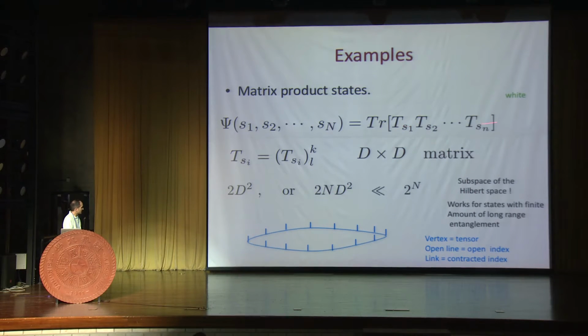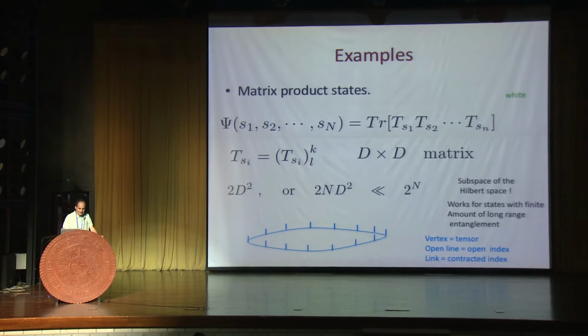Or even if we have them all different, we will get an additional factor of n, but this certainly will be much less than 2 to the n. So this is a subspace, and the things we can describe with this subspace are states that have a finite amount of long-range entanglement between different spins.